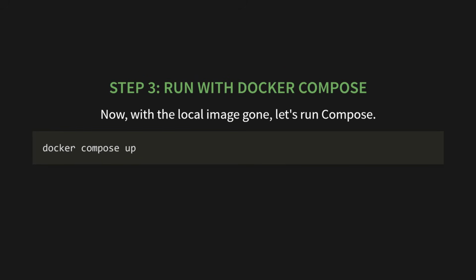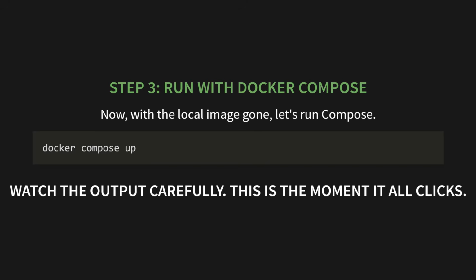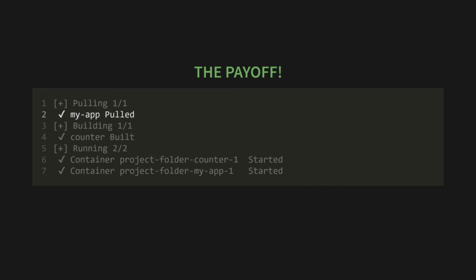And now for step 3, run with Docker Compose. With the local image totally gone, let's run the command. docker compose up. Watch the output carefully. This is the moment it all clicks into place. The payoff. Look at that output.